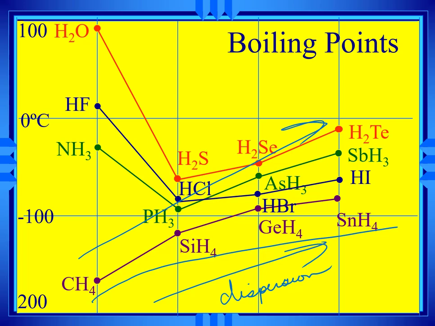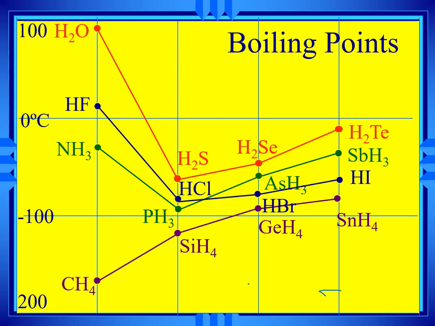So the reason why PH3 has a lower boiling point than AsH3 is because they're both polar, but AsH3 has more electrons than PH3. Because As has 33 electrons, P only has 15. So the total number of electrons is different. And that's going to be true all the way up all of those lines. If there's a general trend, they increase the bigger the molecules. So big molecules tend to have higher boiling points and lower melting points.